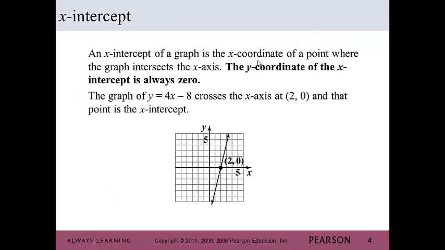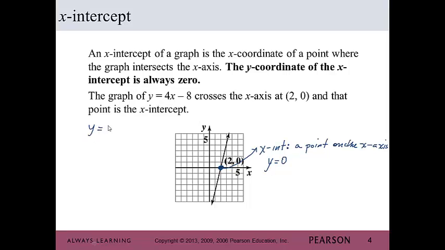The x-intercept is a coordinate or a point that's found on the x-axis. Since it's on the x-axis, we know y is going to be equal to 0. So again, the x-intercept is a point on the x-axis, and since it's on the x-axis, we know y is set to 0, so this point is 2, 0.